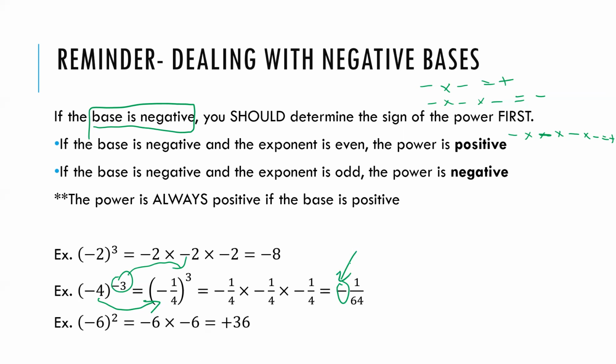And if you have something like negative 6 squared, obviously negative 6 times negative 6 is positive 36. So hopefully that makes sense. These are just a couple of small examples there.